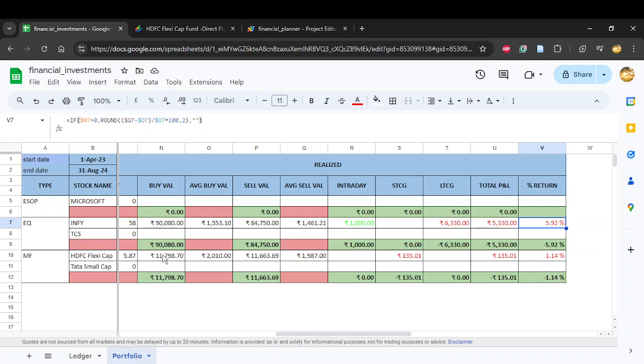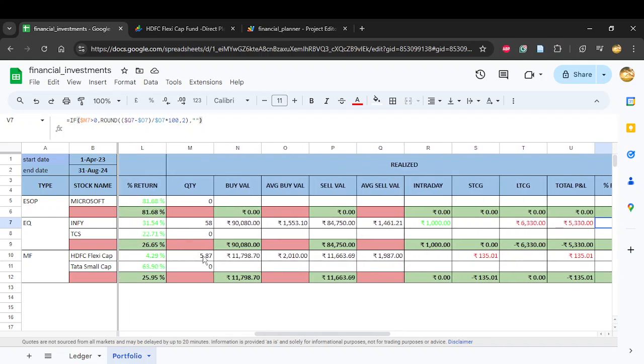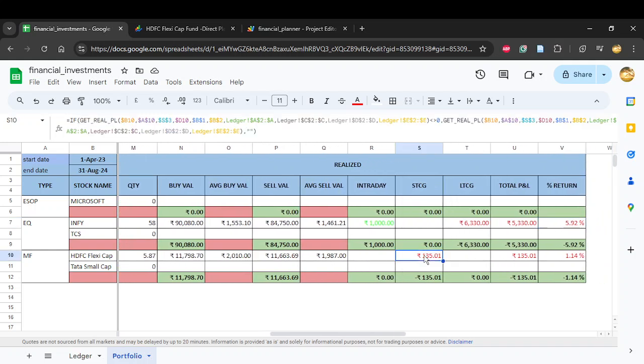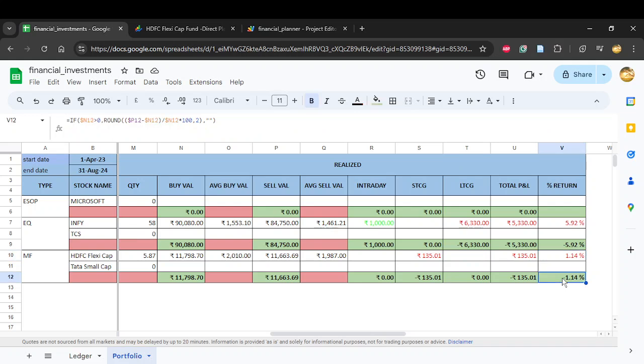Similarly, for the mutual funds, we have a sale of 5.87 for the flexi cap, and here we only have STCG. As you can guess, we won't have intraday for the mutual fund sections. So we would ideally have only STCG and LTCG, and what is the percentage return that we are having. The cell with the green color is actually showing the overall percentage return for each of these categories.